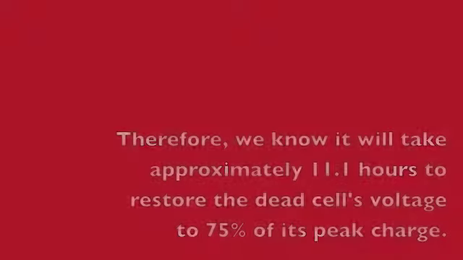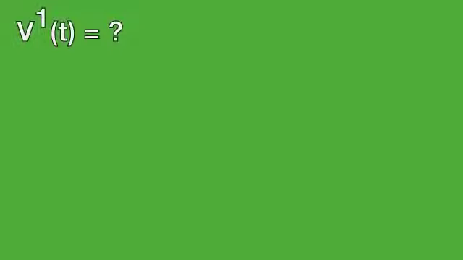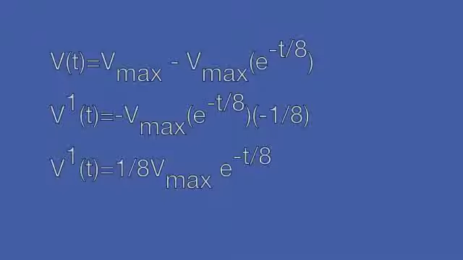The next part of the question says, determine an equation that expresses the rate of change as a function of time. The question is asking us to find the rate of change, meaning we have to find the derivative of the function. To find the derivative of the function, we must first expand the equation. By expanding the equation, we can find the derivative.